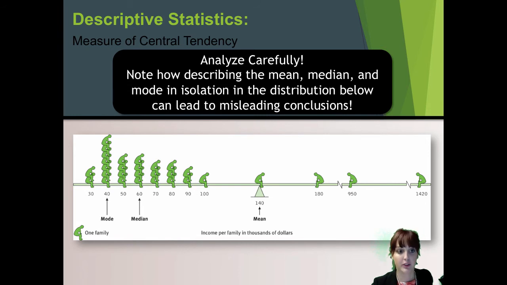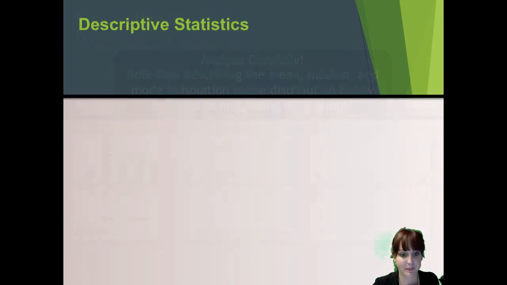So be careful when you're looking at measures of central tendency. Make sure that when you distribute that number to someone, that it actually means what they think it's going to mean.